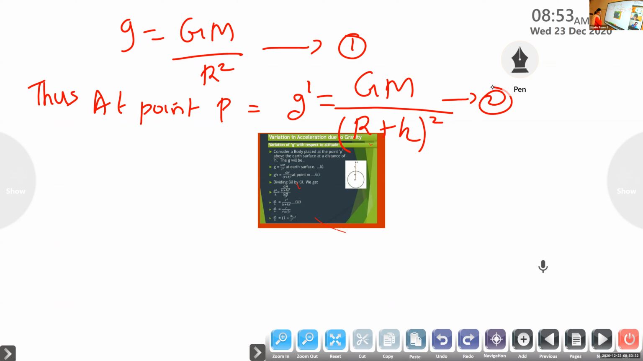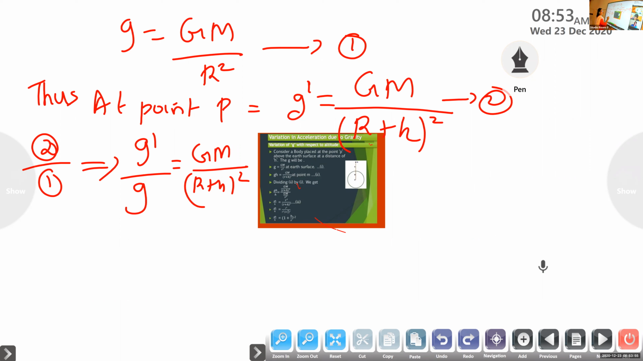Now divide equation 2 by equation 1. Equation 2 divided by equation 1 implies g dash by g equal to, substituting these values, GM by R plus h square divided by GM by R square. A fraction upon a fraction, so similar terms can be cancelled. So GM and GM get cancelled. G dash by g.